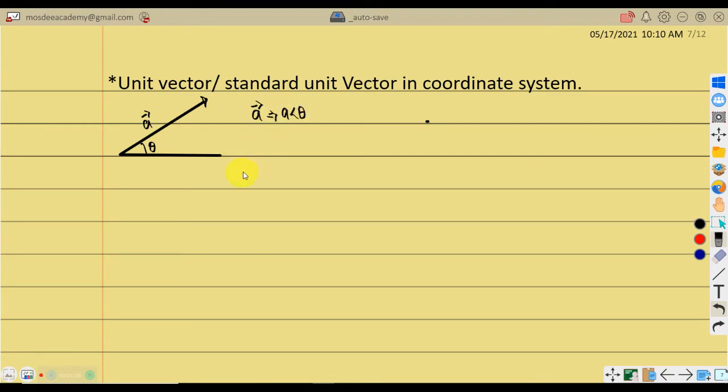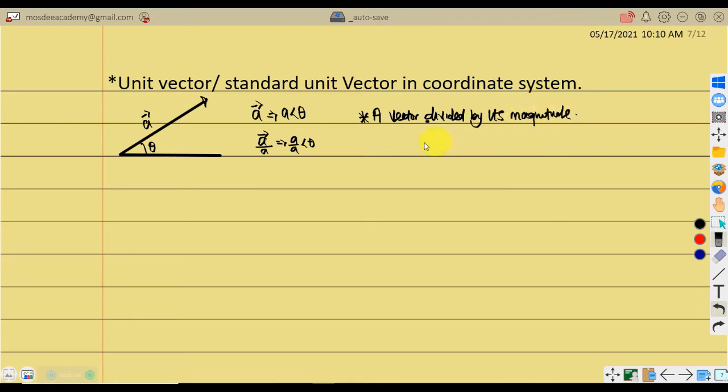So without wasting our time, if we want to get a unit value from here, what we do is just divide both sides by what? By its own magnitude. So doing that, we have vector A divided by A is equal to A over A, then direction of theta. A over A, everybody knows, is going to give us 1. So a unit vector in physics is denoted as a vector divided by its own magnitude. Vector over its own magnitude is called unit vector.